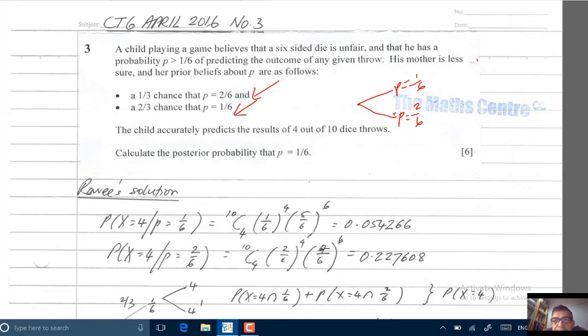The child accurately predicts the results of 4 out of 10 dice throws. So let's read the question first. We're asked to calculate the posterior probability that P is 1/6. Now we've got 10 throws, and I'm going to call getting a correct prediction a success, and these throws are our trials. Let's say I have x equals 4. That means I have 4 successes in 10 trials, so n equals 10.